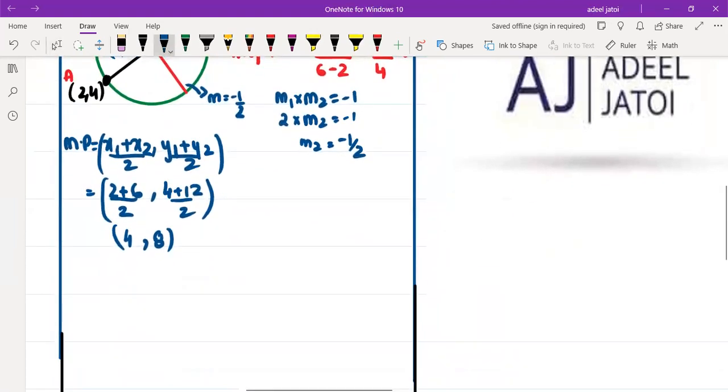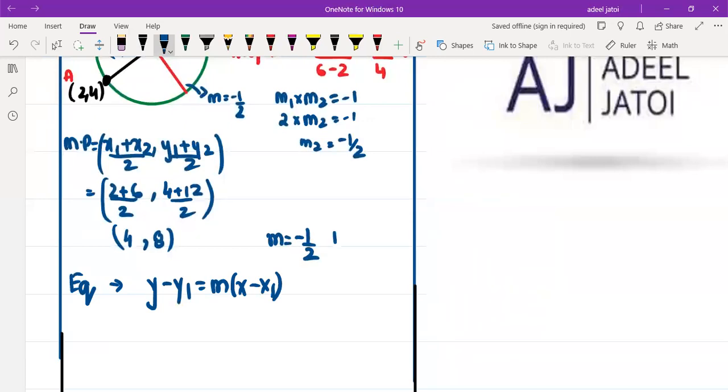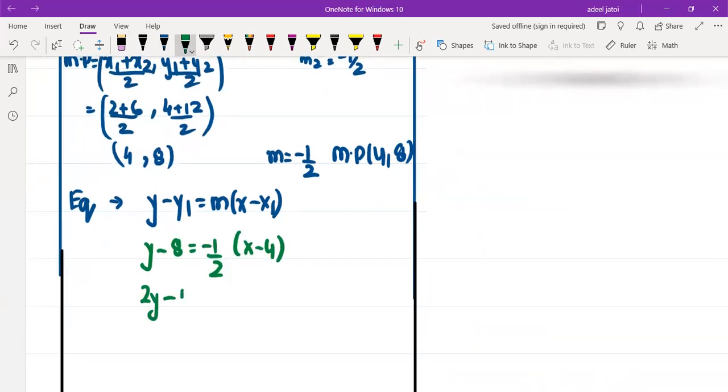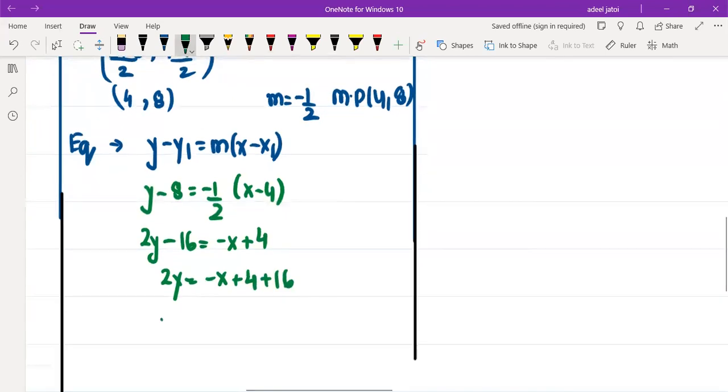Since you need to find the equation, the equation of a line is y minus y1 equals m times (x minus x1). Your gradient m is minus 1 upon 2 and your midpoint is (4, 8). So let's put down y minus 8 equals minus 1 upon 2 times (x minus 4). 2y minus 16 is equal to minus x plus 4. 2y is equal to minus x plus 4 plus 16. 2y is equal to minus x plus 20.